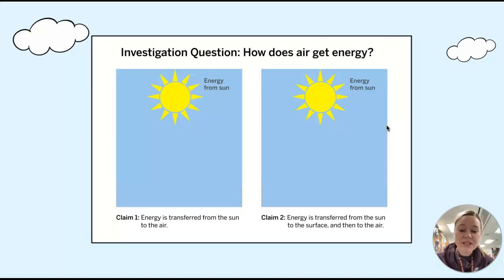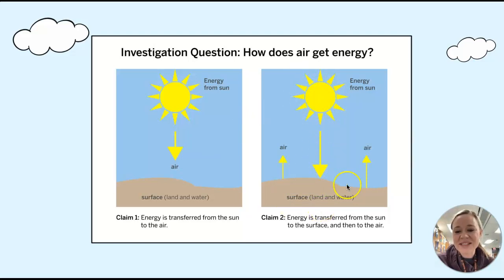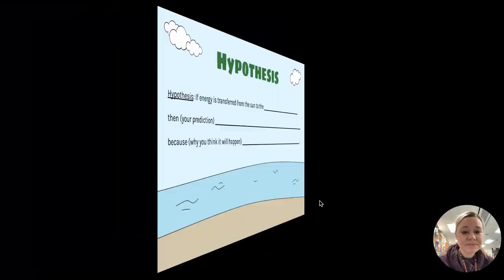So the first thing that we are going to investigate or think about is: is energy transferred from the sun to the air directly? So does it go directly from the sun into the air? Or is energy transferred from the sun to the surface, either land or water, and then to the air? So we are going to make claims. These are our two claims. We're going to pick one of these claims, which one we think we're going to agree with. We're going to gather evidence, and then we are going to come up with some reasoning.